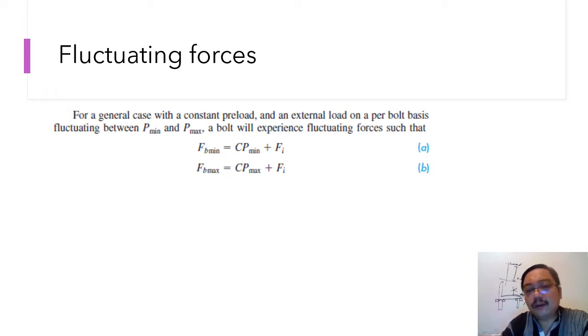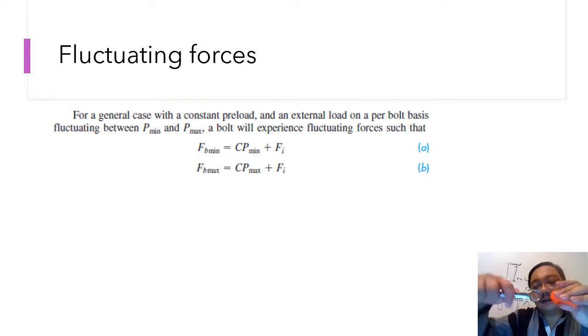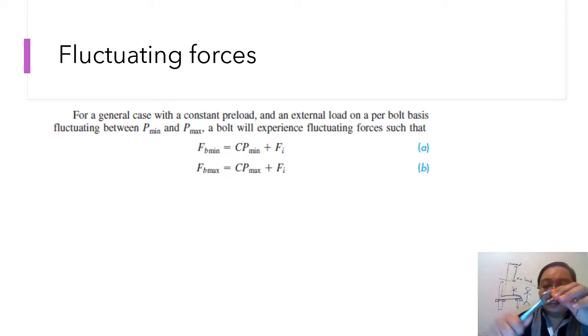B stands for bolt. CP, stiffness of the bolt. P is the minimum load. Okay, minimum external load. F1 is the preload. Remember, preload is the load given by you when you are wrenching the bolt to become tightened. So the maximum that you can go is the initial load, the initial force given.